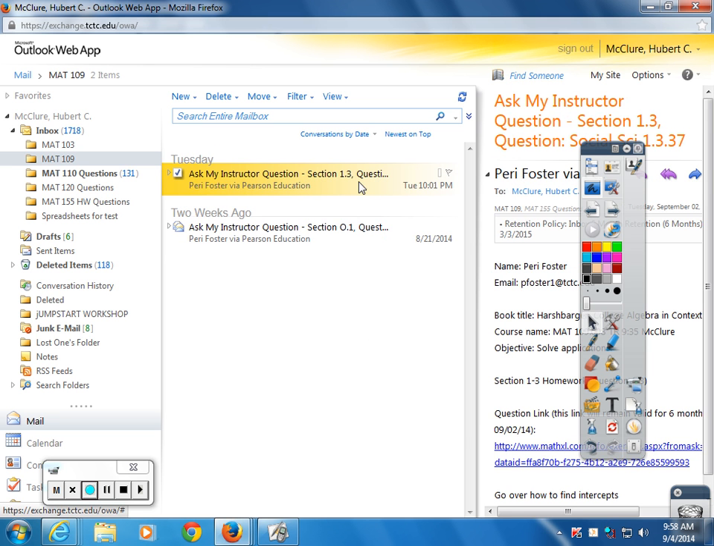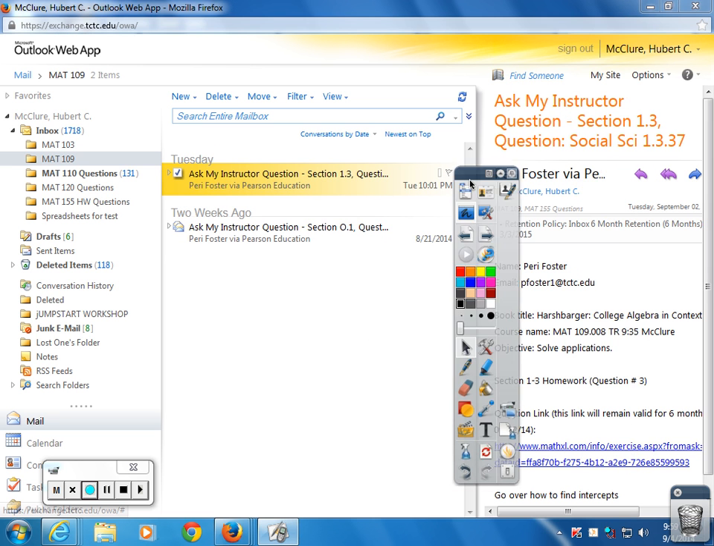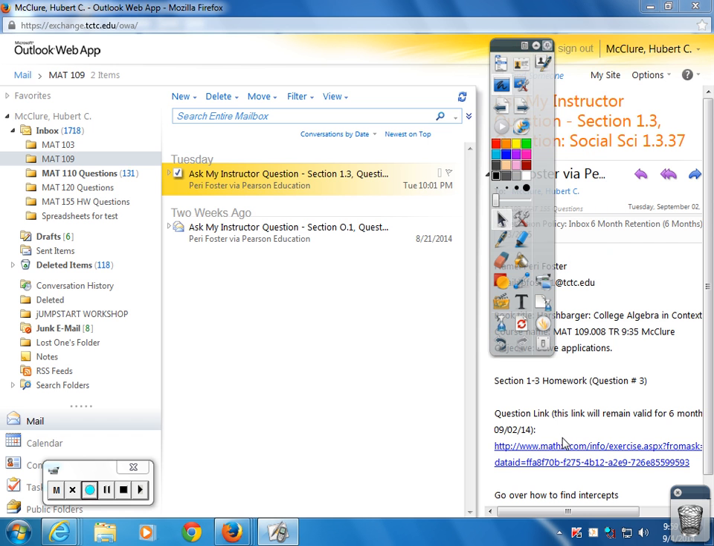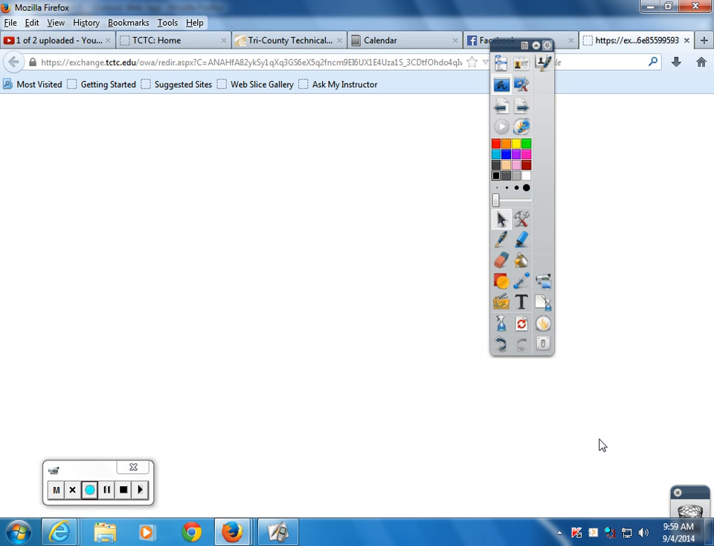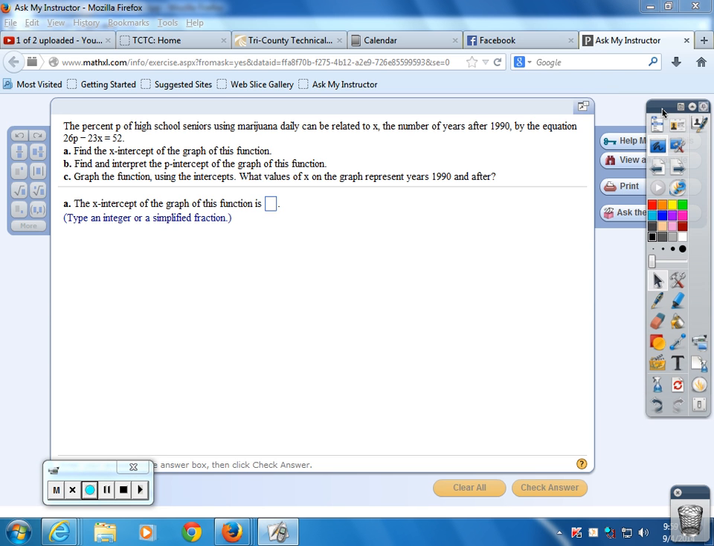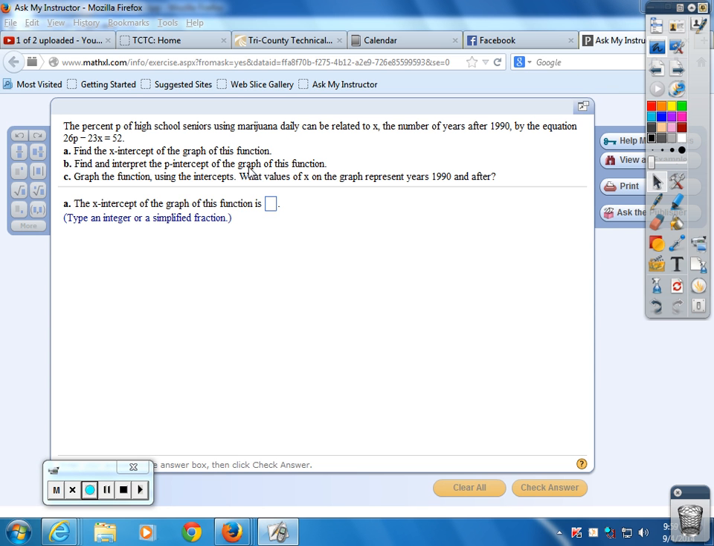All right, 1.3, number 3. 1.3, number 3. The percent of high school students that are potheads can be related to x, the number of years after 1990, by the equation blah, blah, blah, blah, blah.